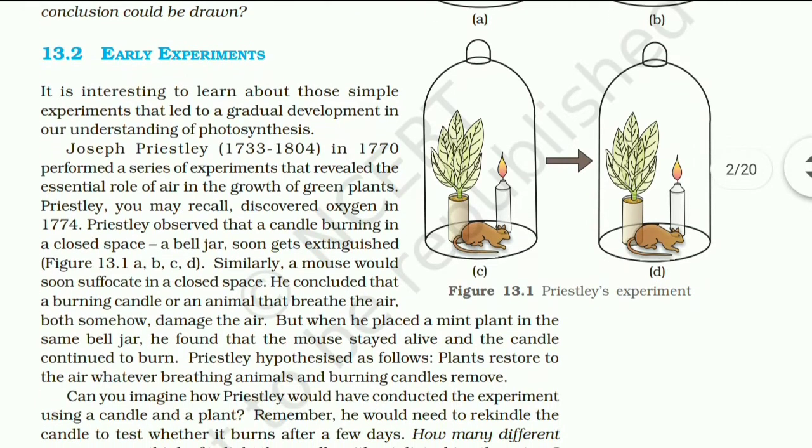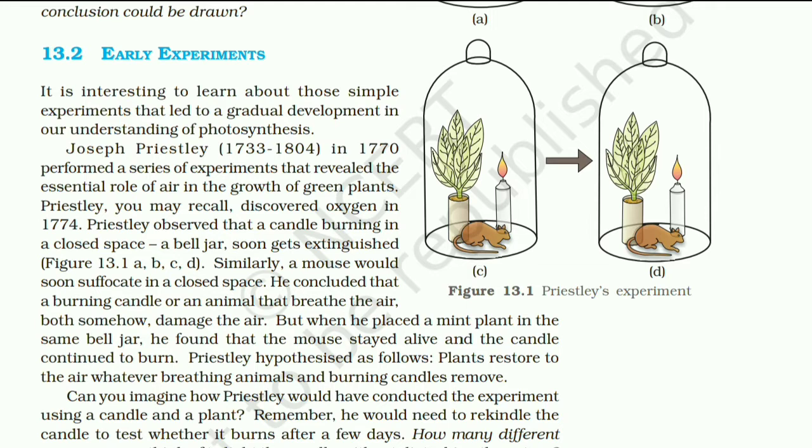13.2 Early experiments. It is interesting to learn about those simple experiments that led to gradual development in our understanding of photosynthesis. Joseph Priestley in 1770 performed a series of experiments that revealed the essential role of air in the growth of green plants. Priestley, you must recall, discovered oxygen in 1774. Priestley observed that a candle burning in a closed space, a bell jar, soon gets extinguished. Similarly, a mouse would soon suffocate in a closed space.